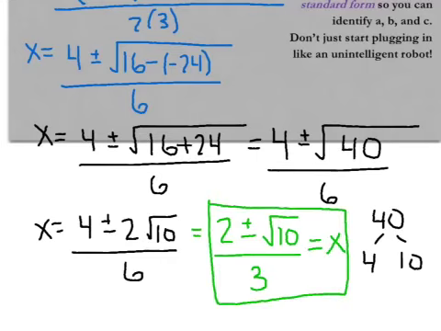And as you can see, I have 2 real answers, right? I have 2 plus the square root of 10 divided by 3, and I have 2 minus the square root of 10 divided by 3. I'm okay with you leaving it as 1. As long as everything reduced together, then you can leave it as one fraction.